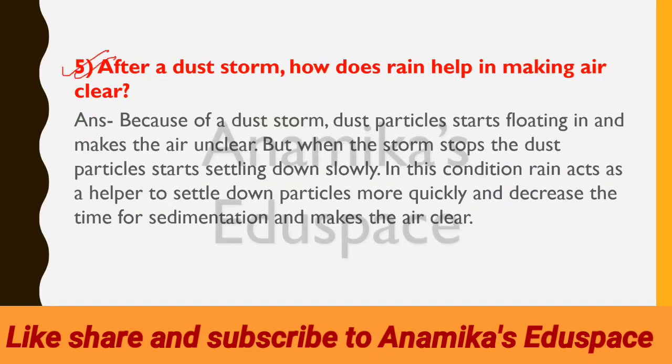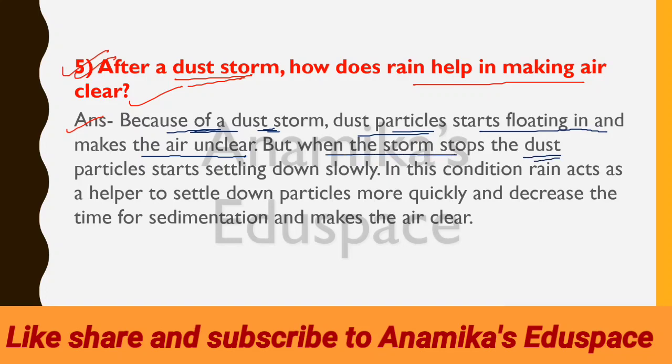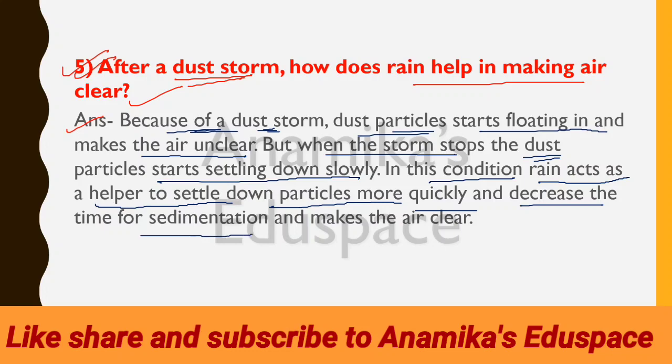Now coming to the fifth question. After a dust storm, how does rain help in making air clear? Okay, the answer goes as, because in a dust storm, dust particles start floating in and make the air unclear. But when the storm stops, the dust particles start settling down slowly. In this condition, rain acts as a helper to settle down particles more quickly and decreases the time for sedimentation and makes the air clear.